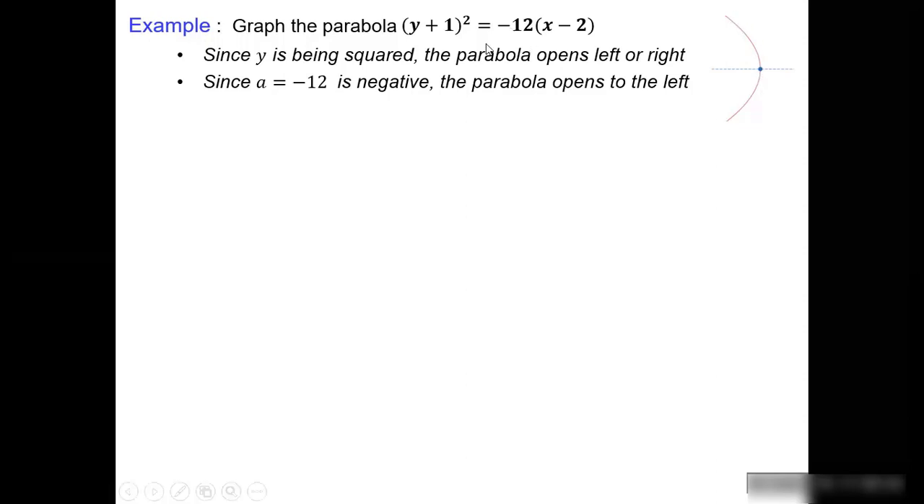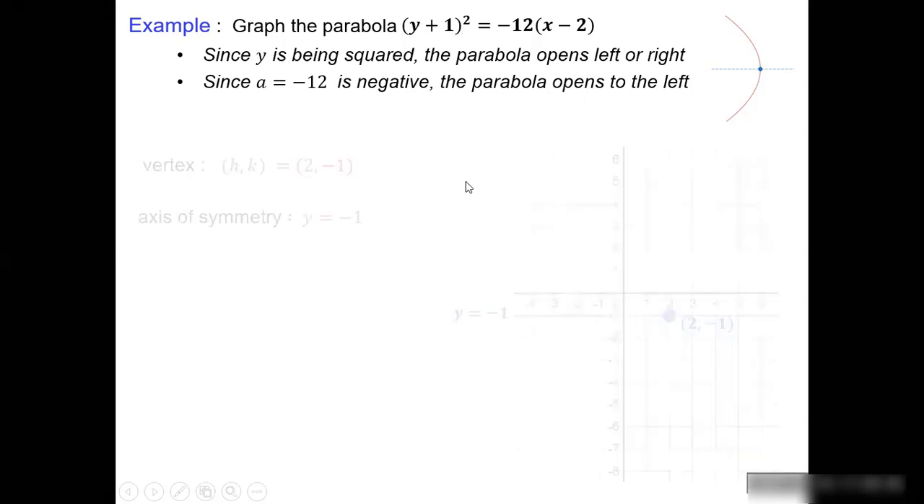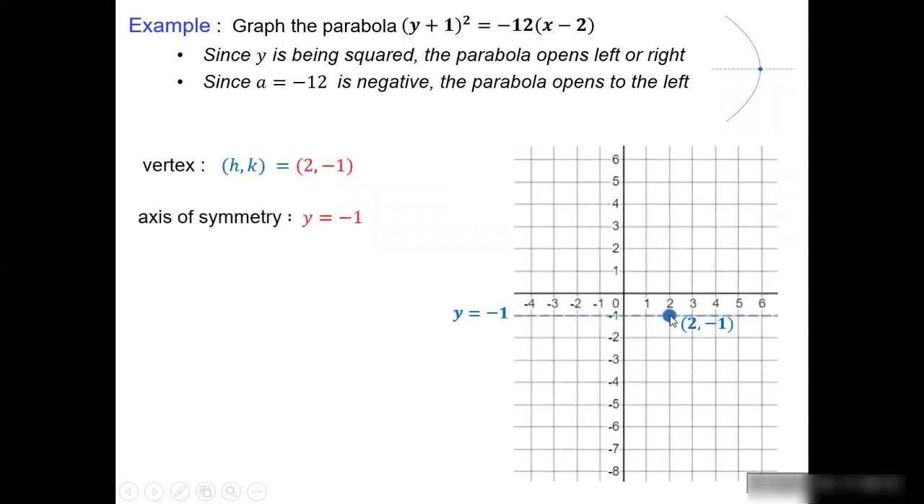Well, from here, we should be able to automatically see what our vertex is. Notice that the vertex is going to be positive 2 and negative 1. So I could plot my vertex at 2, negative 1. And because I know that it opens left and right, the axis of symmetry will be horizontal through the vertex, and therefore that's y equals negative 1.